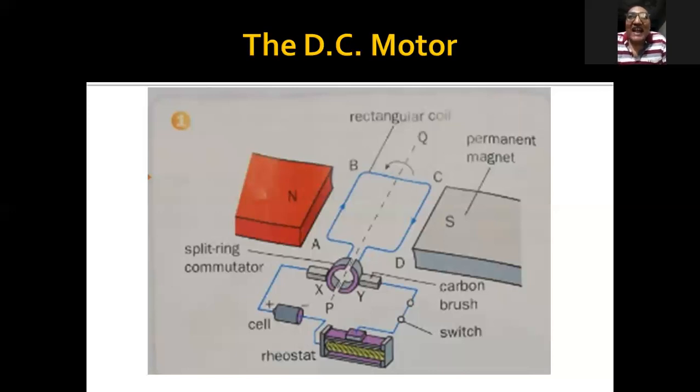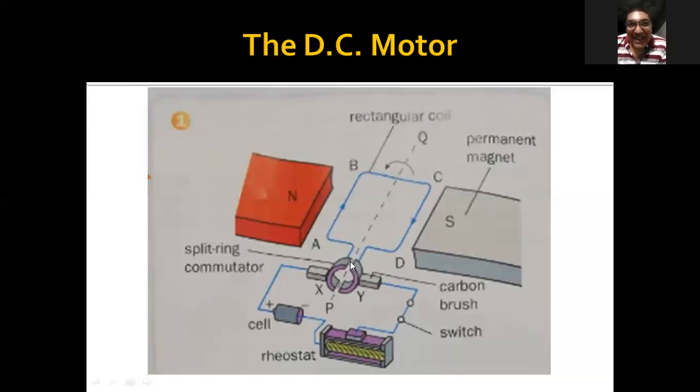For that purpose, we have introduced here the split rings. This split ring commutator is for that function. You can see this split ring commutator, let me call it X. This ring, which is X, is permanently welded with the AB side. This split ring, which is this portion of the ring, is Y. It is permanently welded with the DC.